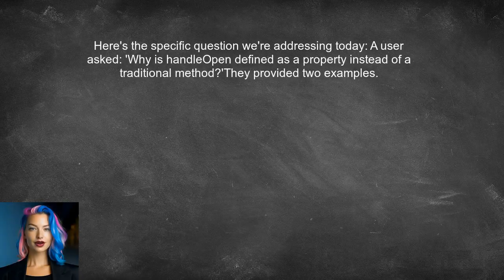Here's the specific question we're addressing today. A user asked why the handle open function is defined as a property instead of a traditional method. They provided two examples, and it's a great question that many developers wonder about. So what's the difference?